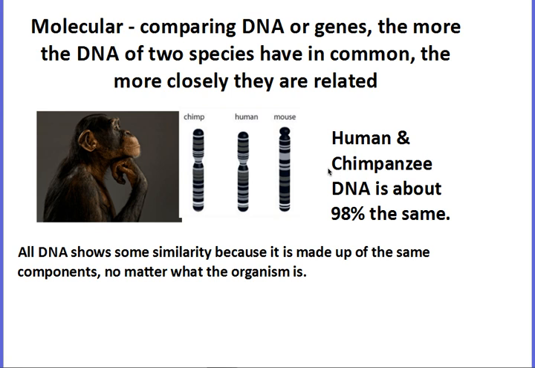evolutionarily a close relationship. All DNA shows some similarity between all living things because all DNA is made up of the same components, the same chemicals, no matter what the organism is. So there's going to be some similarity between all DNA, but the more it has in common, the more closely related the organisms are.